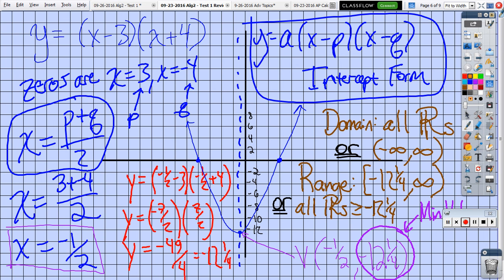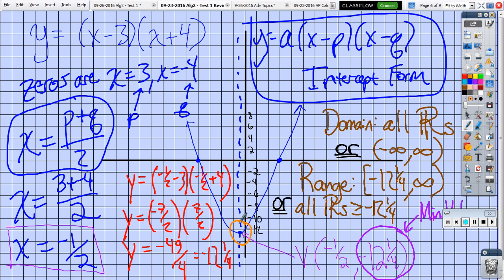And then you just have to find where the vertex is. You know that the axis of symmetry is going through the middle, but how do you know exactly where this point is here? How do you find that? Again, you know that -1/2 is the x coordinate of the vertex. How do you find the y? Plug it into the original function. That's how you find the y coordinate of any point if you're given the x coordinate.